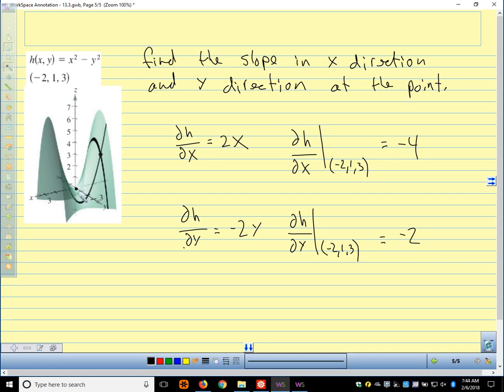What do you suspect is happening at this point? The partial with respect to x and y are 0 at the same time. Okay, keep that in the back of your head.